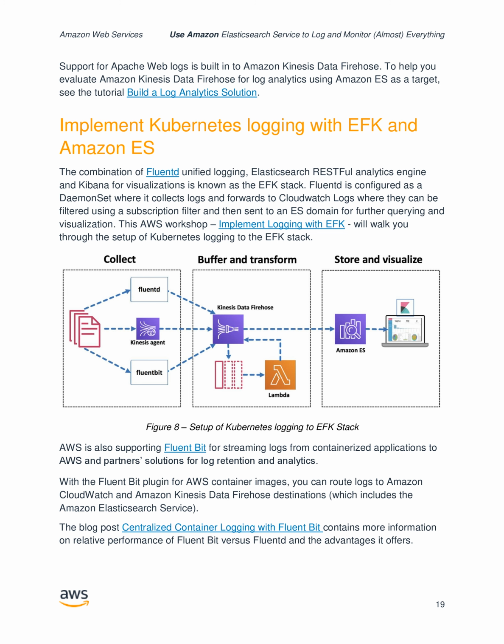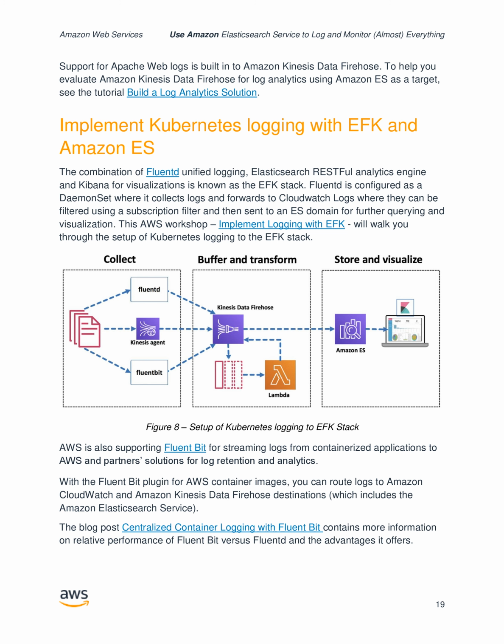Implement Kubernetes logging with ELK and Amazon S. The combination of Fluentd unified logging, Elasticsearch RESTful analytics engine and Kibana for visualizations is known as the ELK Stack. Fluentd is configured as a daemon set where it collects logs and forwards to CloudWatch logs where they can be filtered using a subscription filter and then sent to an S domain for further querying and visualization. This AWS workshop, Implement Logging with ELK, will walk you through the setup of Kubernetes logging to the ELK stack.